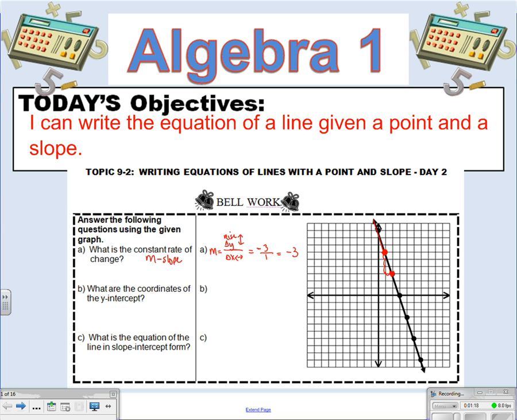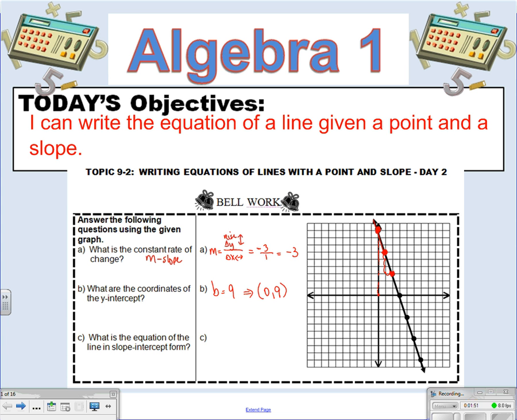Our second question is, what are the coordinates of the y-intercept? I'll start at the origin and then go to my line where it crosses the y-axis. As I go up, it's crossing the line where y is equal to 9. So our y-intercept is 9. We usually write that as b. Our y-intercept is 9, or as the coordinate, that's (0, 9), where the x-coordinate is 0 and the y-coordinate is +9.